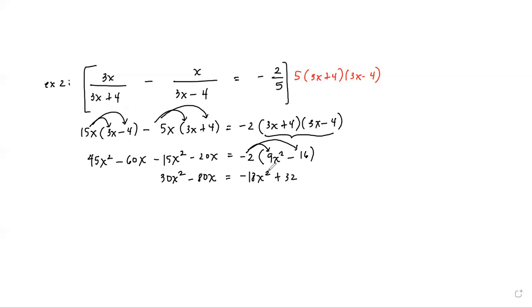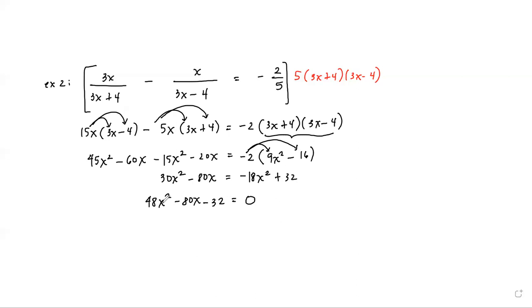So if we transpose everything on the right side to the left side, then the negative 18x squared will be added to 30x squared. So that's going to be 48x squared. And then negative 80x will still be here in this position. And then 32 will be transposed to the other side. So it's going to be minus 32 equals 0.